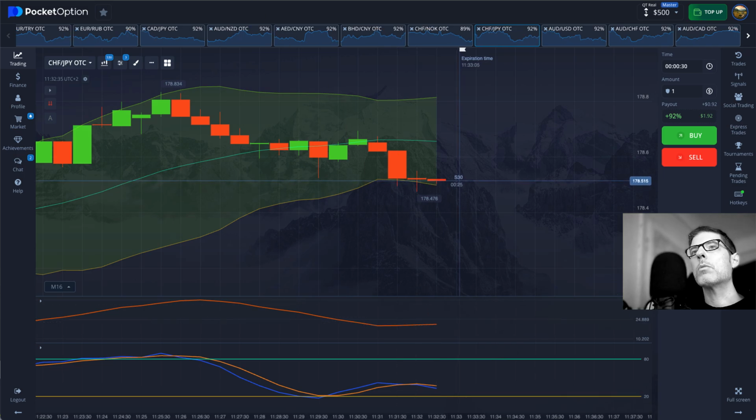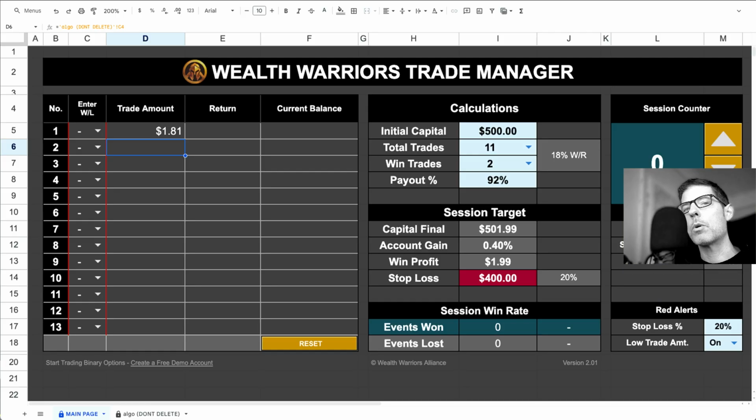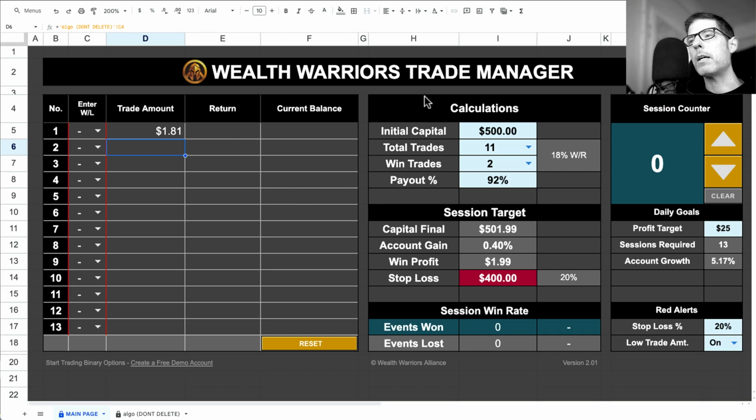We're gonna be using the Wealth Warriors Trade Manager for this tutorial. This is a highly advanced trade manager that is available to only the VIP members inside of our private group. And this is where you can win, and even if you have losses, you can still win with trading inside of binary options, which really makes this powerful.